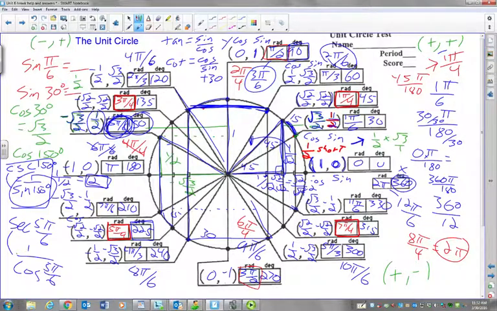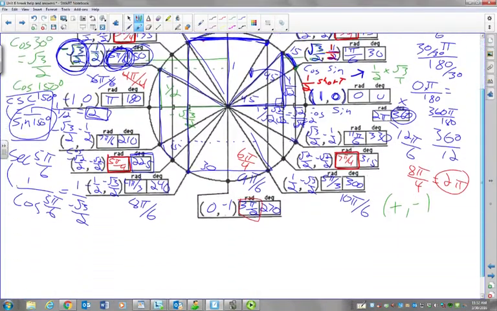And then secant is 1 over cosine of 5 pi over 6, which is 1 over whatever cosine of 5 pi over 6 is. And cosine of 5 pi over 6 is negative radical 3 over 2. So 1 over negative radical 3 over 2. Now, this is where the problem becomes a little bit hairy, scary, but you'll get it. This might be the harder one on the test.